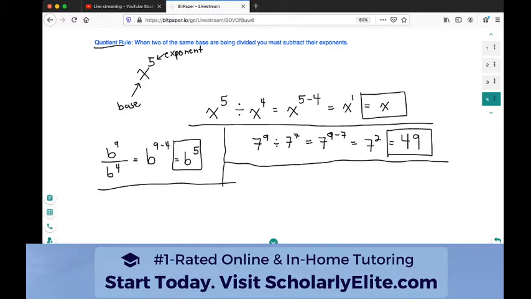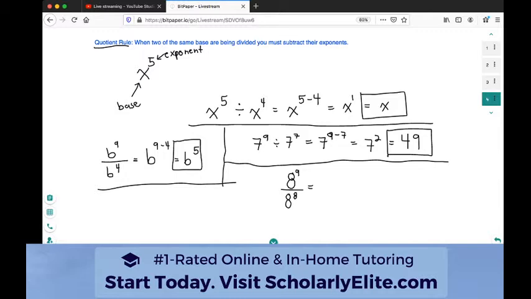So remember, we're using the quotient rule. When two of the same base are being divided, you must subtract their exponents. So let's say I had 8 to the power of 9 minus 8 to the power of 8.